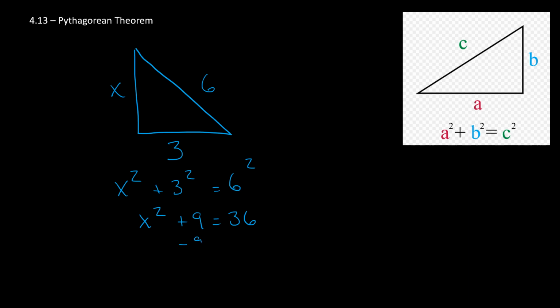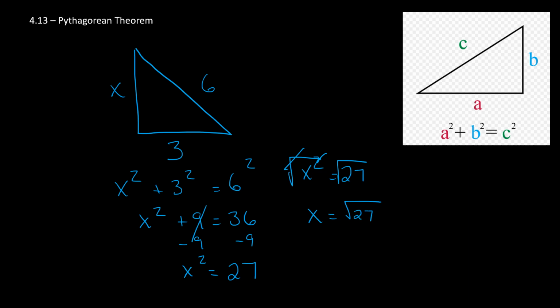So when we subtract 9 from both sides, we're going to get that x squared equals 27. Well, with x squared equaling 27, we take the square root of both sides. Square and square root simplify out, so we're left with x equals the square root of 27. Now we want to break this down into factors. Well, we already see that we can't break this down by dividing by 2, so we have to think of other numbers that we can divide this by.